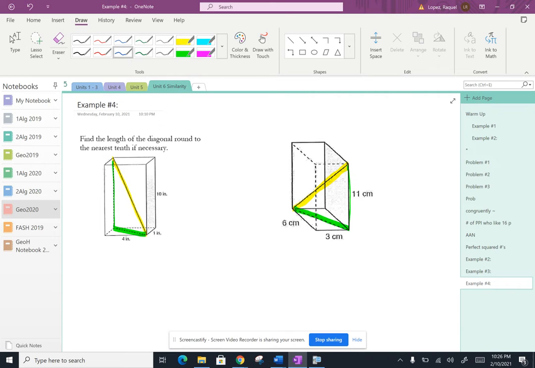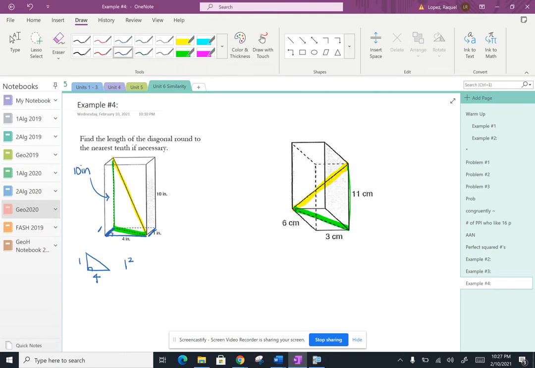We already know that the longer leg in both of those, this longer green leg, is 10 inches, but we don't know what this bottom leg is yet. And so that's where we're going to use our Pythagorean theorem. We know that this side measures 1 inch. This side right here on the bottom base of that prism is also 1 inch. Since this is a rectangular prism, we know that this is a right angle.